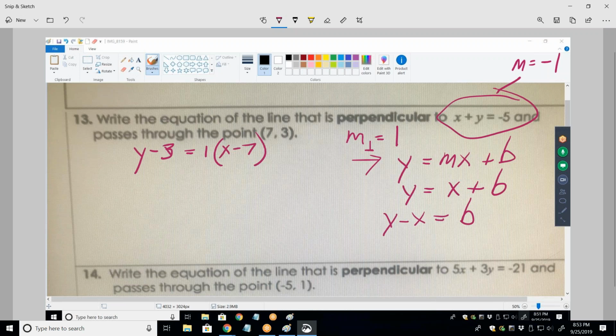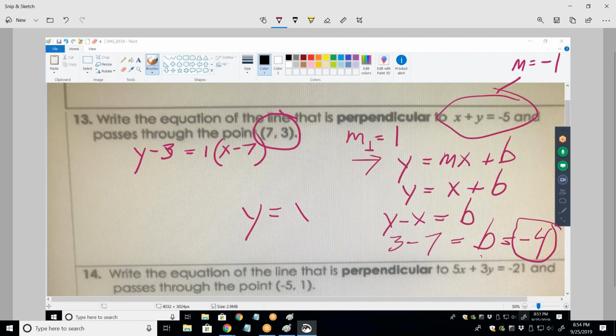So what's y and what's x? So y is 3 and x is 7. That's equal to b. So b equals minus 4. Now what's my original equation going to be? I know what m is, I know what b is. That's all I need. y equals 1x minus 4. In other words, your final equation has to have a y and an x in it.